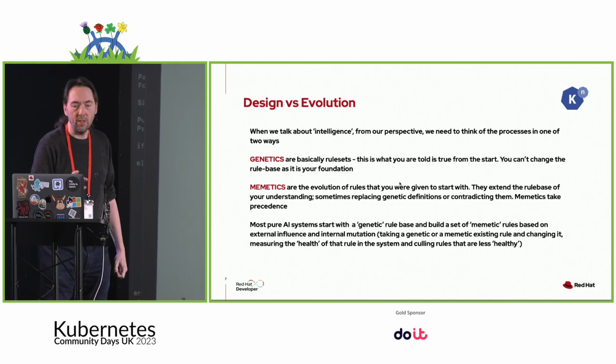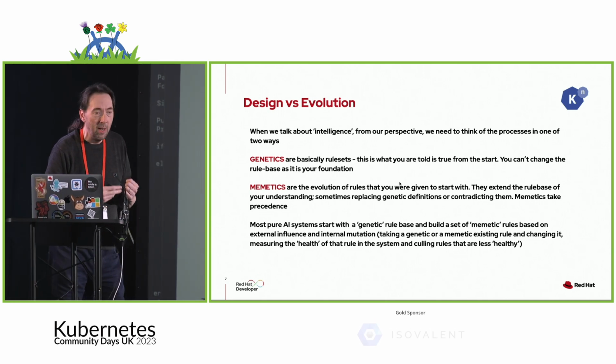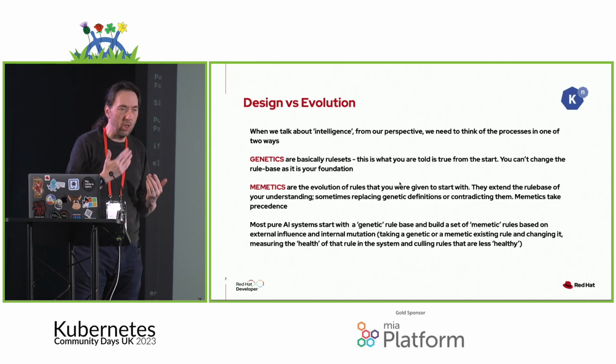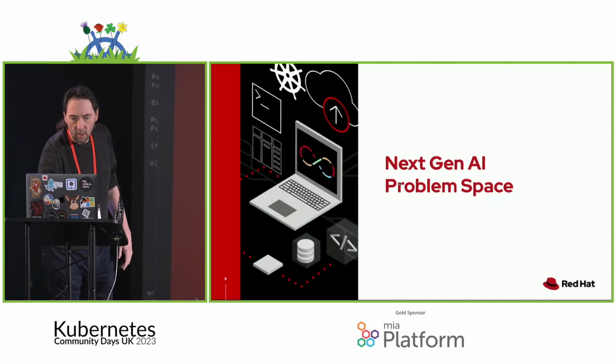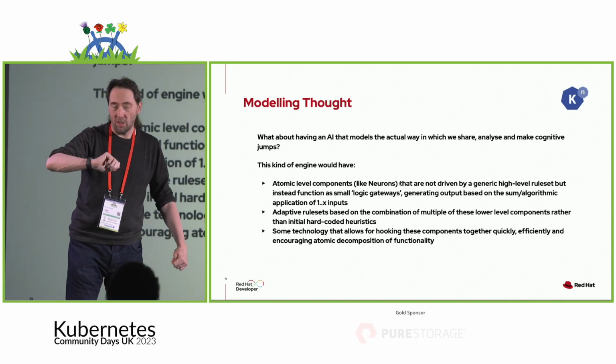Most pure AI systems start with a genetic rule base and build a set of mimetic rules based on external influences. And that's a good way to start. It's not the kind of ChatGPT approach. So what I've got from a next generation AI thought, and just give me a couple of minutes and I'll get onto Kubernetes.